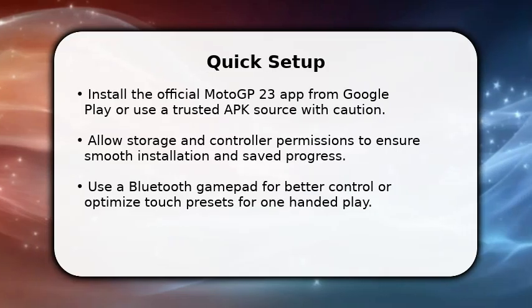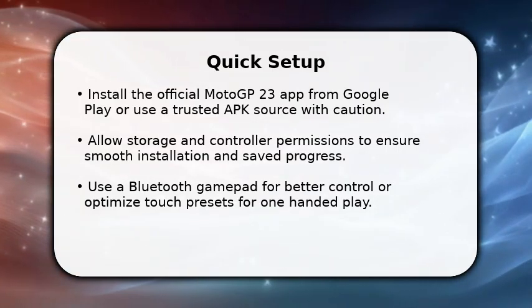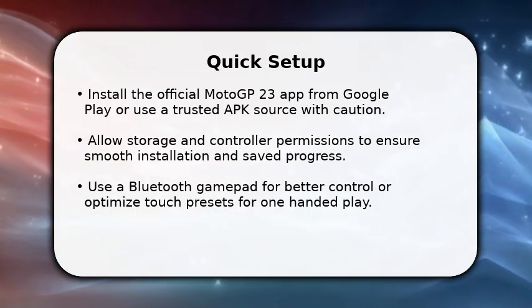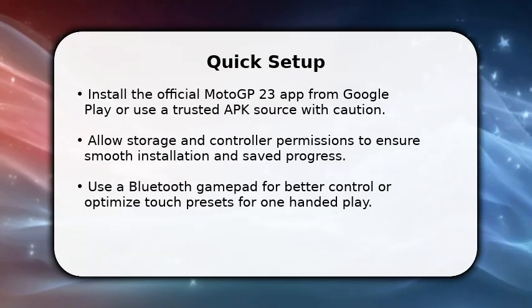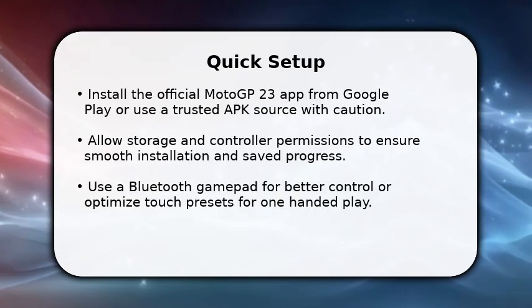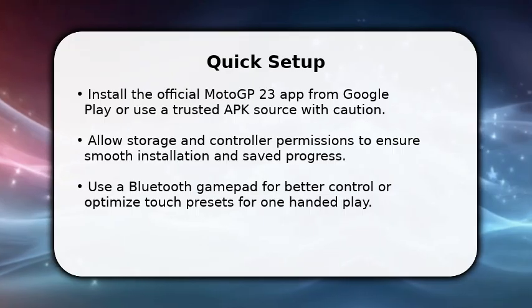Enjoy the video. In this video, I will explain how to play Motogp 23 on Android. Open Google Play, search Motogp 23, and install the official app or a compatible APK from a trusted source. Enable storage and controller permissions, then configure graphics and control presets for touch or Bluetooth gamepad.